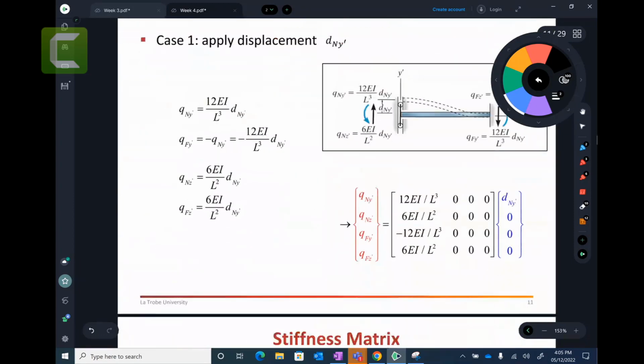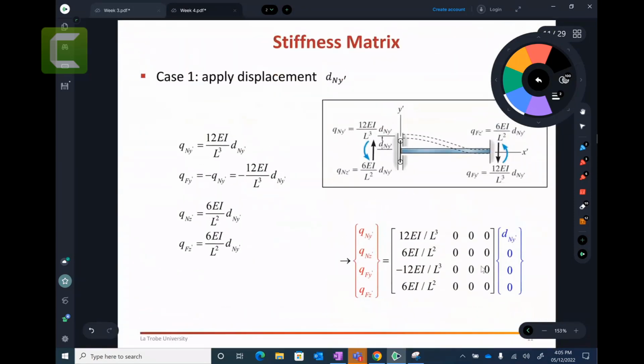Now we want to create the stiffness matrix. We want to create the 4x4. How many degrees of freedom are there for each element? There are 4 degrees of freedom for each element. It can go up and it can rotate. So there are a total of 4 degrees of freedom for each element.